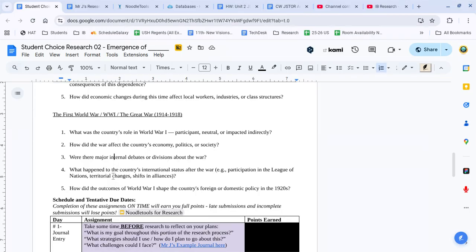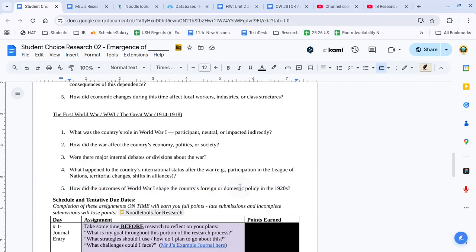And for World War I, we talked about it briefly. You have some choices here, but what was the country's role? What was the impact of the war on economy or politics or society? What were the internal debates and divided perspectives? What happened to the country's status? And what was the outcome of the war? How did that change your country's foreign or domestic policy in the 1920s?